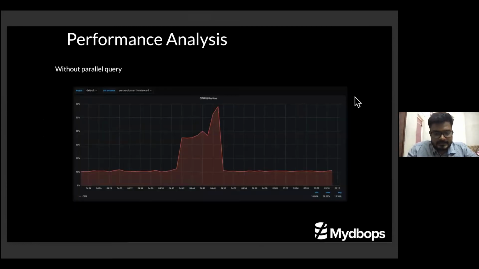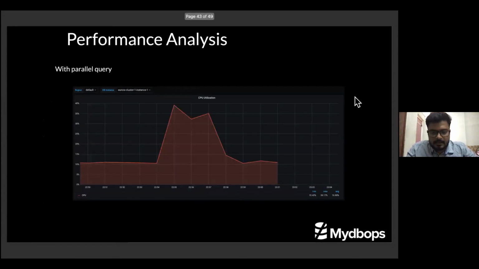And also the CPU utilization. Without the parallel query, due to the hash join, the CPU utilization spiked for that time. You can see it spiked up to 60 percent of the CPU. But after enabling the parallel query, the time is reduced, and the CPU utilization is also reduced.